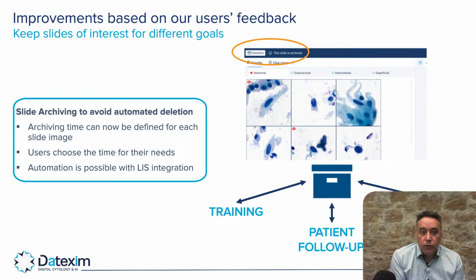A new option also, it's regarding archiving, because as I told you, you define a retention policy. After 30 days, for example, you delete all slides. So we have a feature that we were having before to archive a slide. When you were archiving, it was archived for all the time, so it was never deleted. Now when you archive, you can choose how long you want to keep the slide.